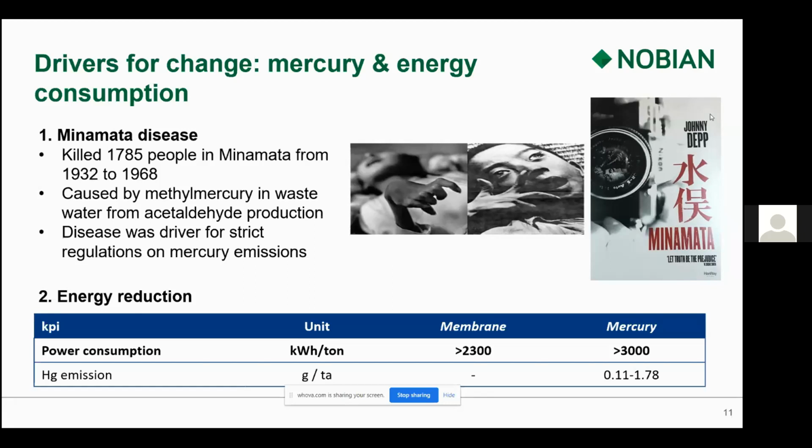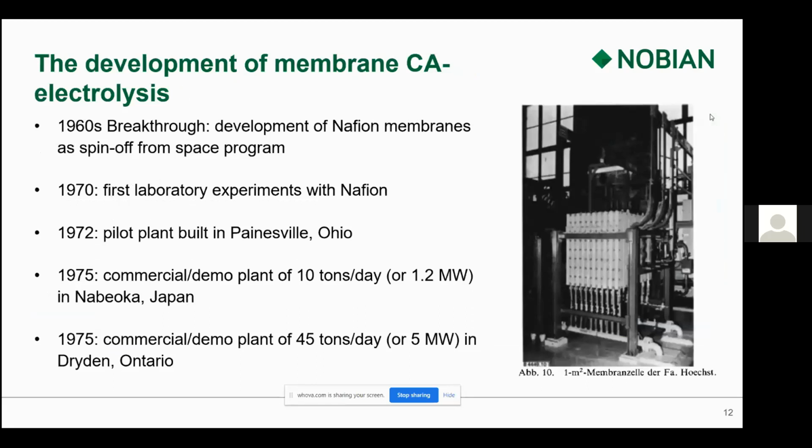Another driver was the energy consumption. You see from the numbers here that in principle the membrane process can be significantly more efficient than the mercury process. So that is also a good reason to work on that process. But I would clearly say that the first reason here was the main driver for the change towards the membrane process.